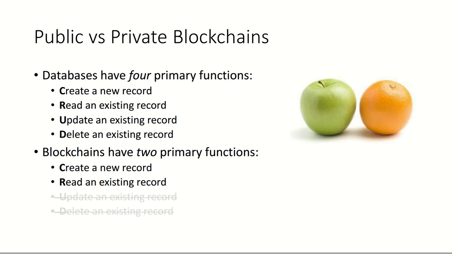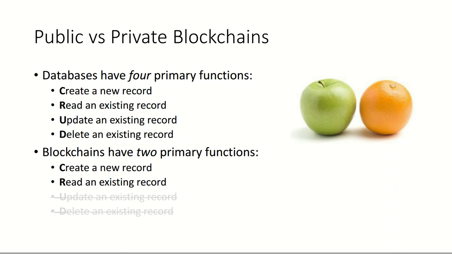So let's back up and talk about what public and private really mean, and then we'll introduce some new terms that we can talk about some of these other considerations. So we'll begin by talking about a database. Databases have four primary functions, and if you've ever taken a course on relational database design, you've certainly heard about the CRUD functions before.